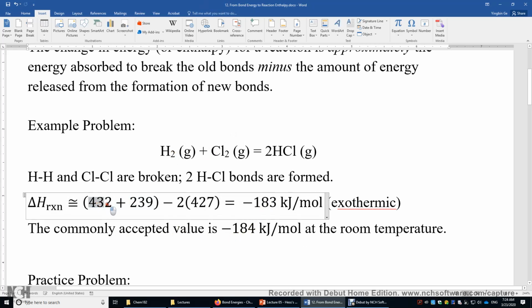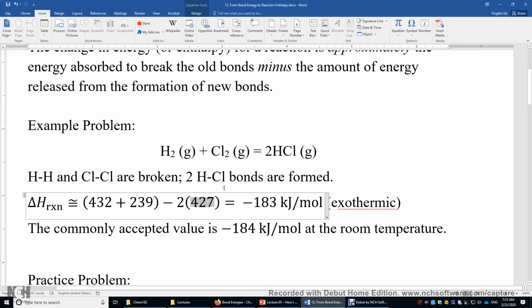Now let's look at the magnitudes of the three numbers. Why are these two numbers bigger than this number? Very simple. Hydrogen has a small atomic radius. Therefore, the bond strength of H2 is fairly strong. Let's look at Cl2. Cl atoms have a fairly large atomic radius. Therefore, the Cl-Cl bond is weaker than H2. How about HCl? This number supposedly is somewhere in between, but 247 is so close to 432.